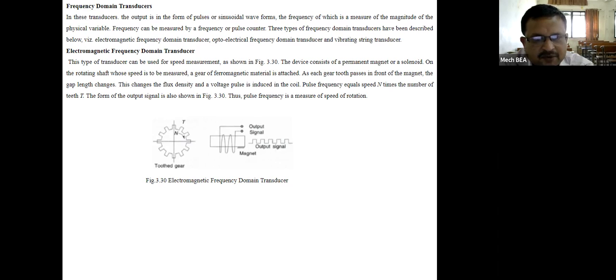This type of transducer can be used for speed measurement as shown in the figure. The device consists of a permanent magnet or a solenoid on the rotating shaft whose speed is to be measured. A gear of ferromagnetic material is attached. As each gear tooth passes in front of the magnet, the gap length changes. This changes the flux density and a voltage pulse is induced in the coil. Pulse frequency equals speed n times the number of teeth, capital T. The form of the output signal is also shown in figure 3.30. Thus, pulse frequency is a measure of speed of rotation.